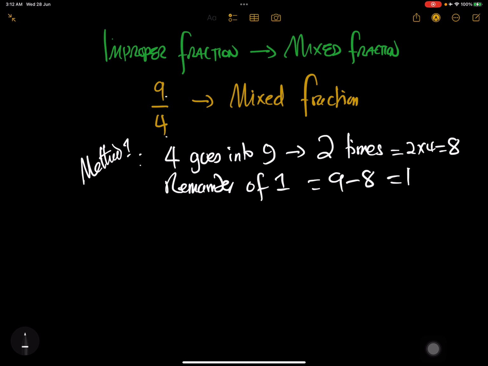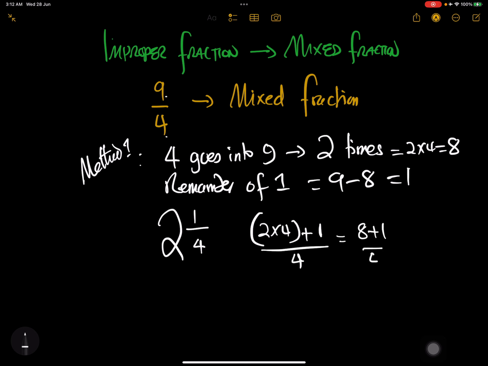And as we get that remainder, we have the whole number, which is the 2 times, and then the remainder is the numerator, and then we divide by the denominator, which is 4. So we can check: 2 times the 4, adding it to the 1, dividing everything by the denominator, we get 8 plus 1 divided by 4, which is 9 over 4. I hope this helps.